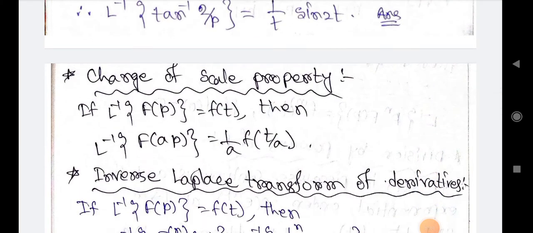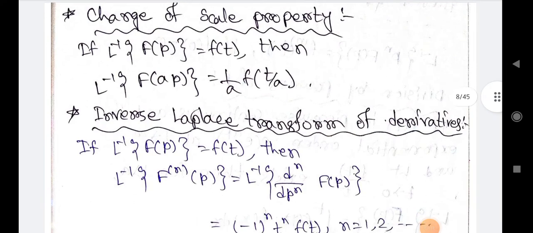Next, change of scale property. If Laplace inverse of F(p) equals f(t), then L inverse of F(ap) equals 1 by a f(t by a).